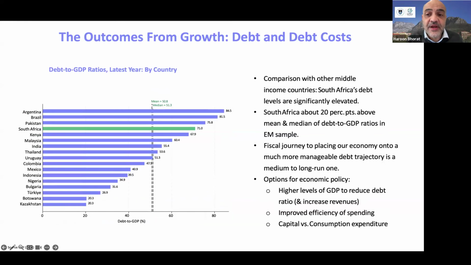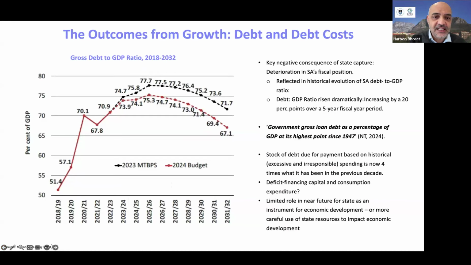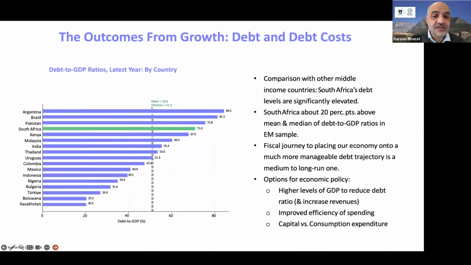If you compare us to other middle income countries, our debt levels are incredibly elevated, and so much higher than most other middle income countries. Yet, why this is important is that even if we get to that 67% from the Treasury's 10-year path, we basically move below Kenya in the rankings based on this data here. So in other words, we're still above the median or the mean for middle income countries in terms of debt to GDP ratio. So our fiscal journey is a long one. This is not a short turnaround.